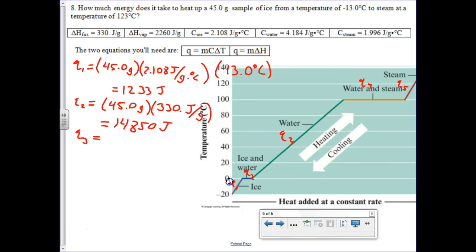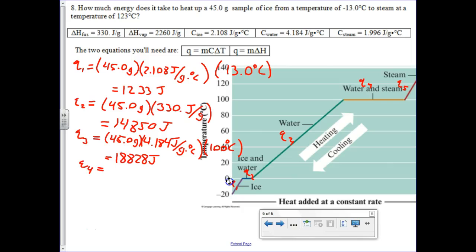Q3. We are now heating the water. Q equals mcΔT is what we need. Mass is still 45. That hasn't changed and it won't change. The specific heat of water is different than ice. We need to use a different value, 4.184 joules per gram times degrees C, multiplied by our change in temperature. We're heating our water from 0 degrees Celsius up to 100 degrees Celsius. Change in temp is 100. Okay, you plug this in, you get 18,000 something? 18,820. That's Q3.